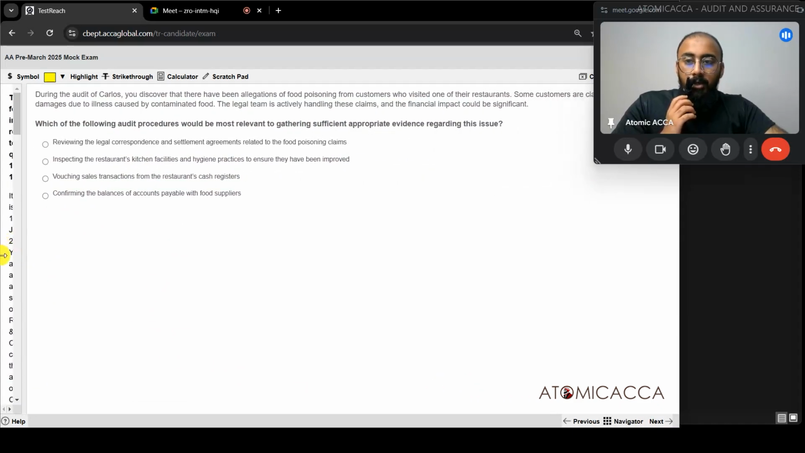During the audit of Carlos, you discover that there have been allegations of food poisoning from customers who visited one of their restaurants. Some customers are claiming damages due to illness caused by contaminated food. Legal team is actively okay. All that was from the case study. Which of the following audit procedures would be most relevant in gathering sufficient appropriate evidence regarding this issue?